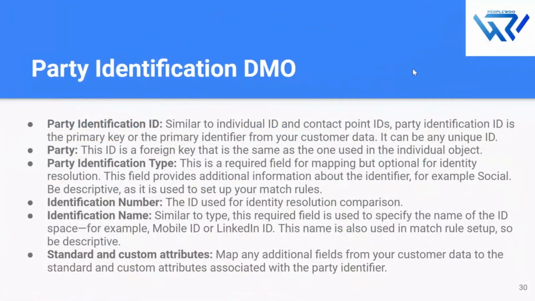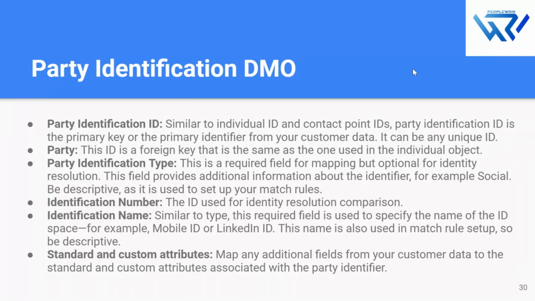Guys, we have the party identification data model object. The party identification data model object helps you define the name of the party you are bringing to Data Cloud. It has certain attributes which we have to define, and we have to map this party identification data model object when we are bringing a data stream.